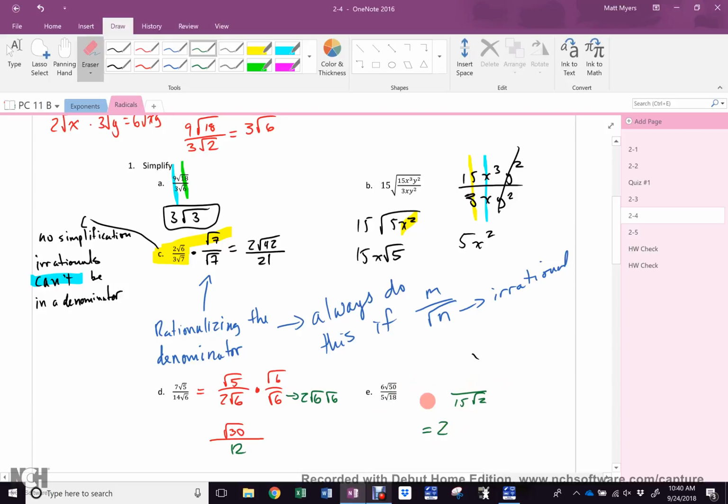Now, if I were to go the root 18 version, then I got root 18. So 50 times 18 is 900. 6 root 900 over 5, right? Root of 900 is 30. 6 times 30 is what? 5 times 18. What's 6 times 30? 180. Thank you. 180 over 5 times 18 is 90. 180 divided by 90 is still 2. Everybody cool? All right, listen.